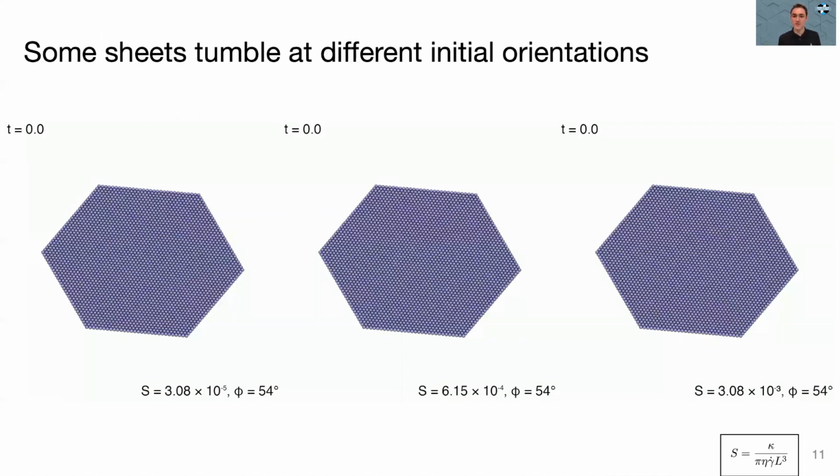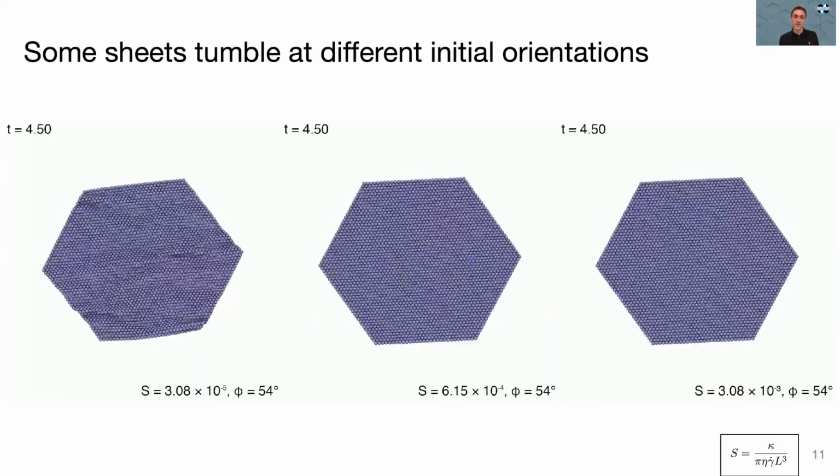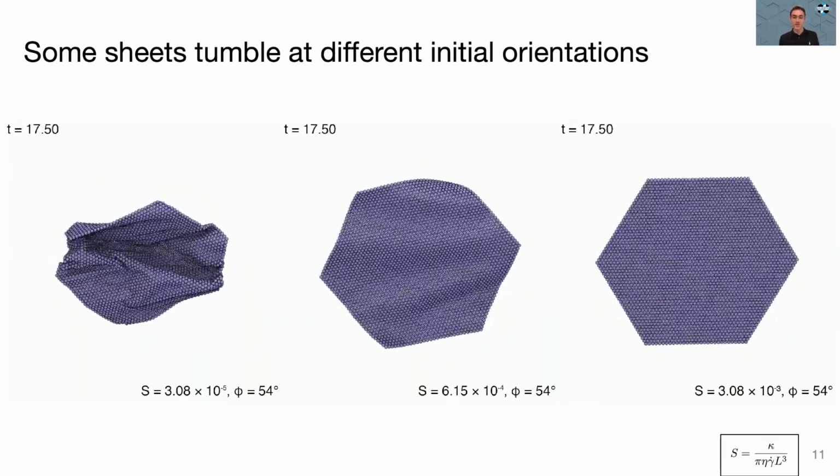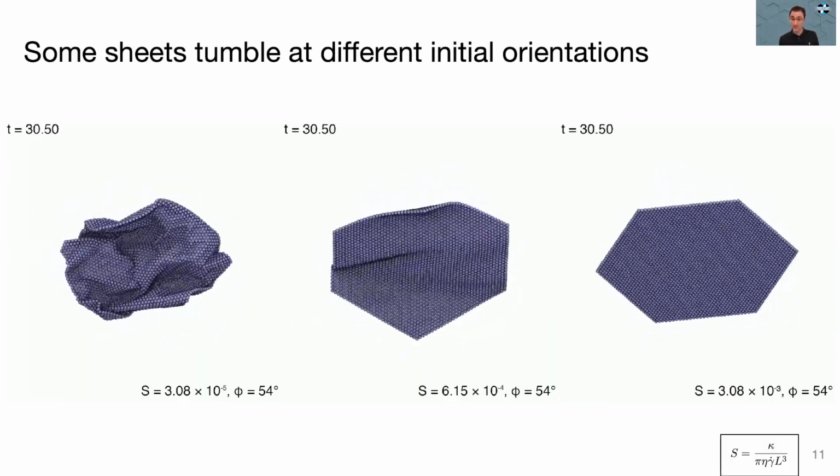So everything I've talked about so far were for sheets initially oriented in the flow vorticity plane, but different behavior can result for different initial orientations. So here again, I'm showing 3 different sheets with increasing S values from left to right. So softest on the left to stiffest on the right. And we can see the softest sheet starts to tumble and crumple and continuously tumbles, in fact.